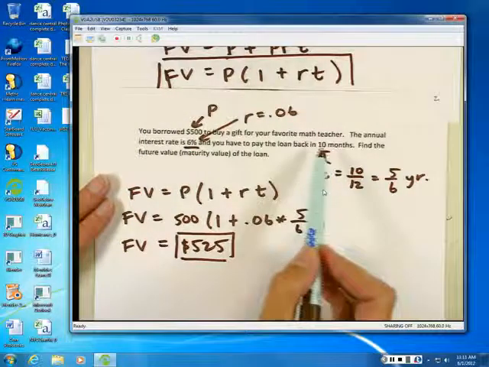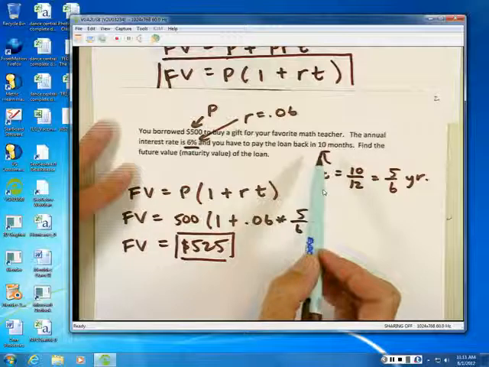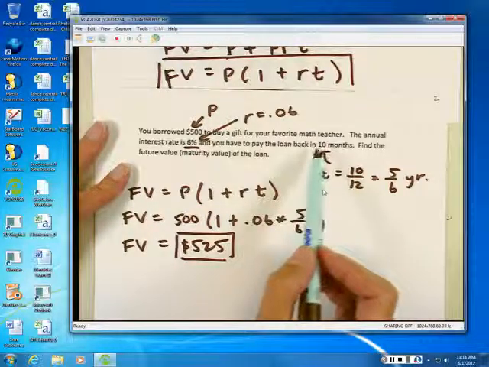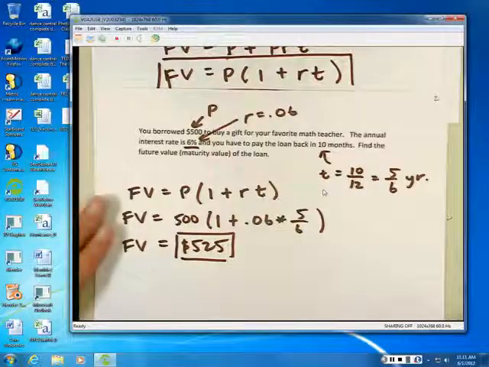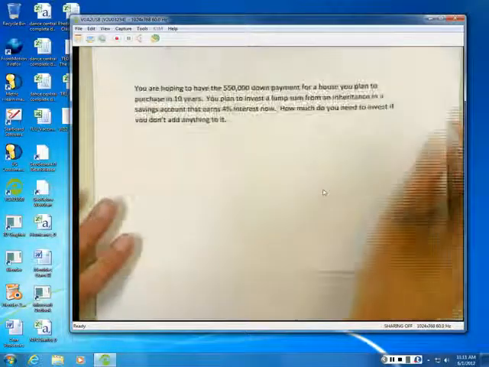Don't overthink this. You're not making payments. So if it said you're making payments every month, it would be a way more complicated problem. You just have 10 months, and at the end of that 10 months, you're going to walk in and pay the entire amount. So we're going to keep it simple. Next example.